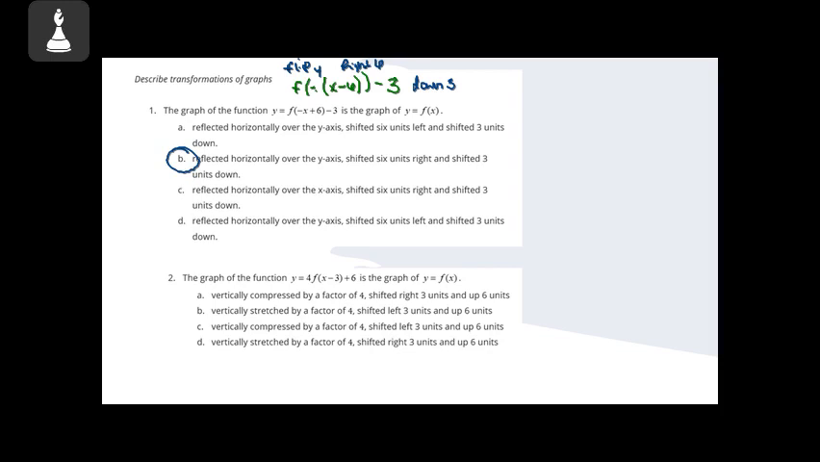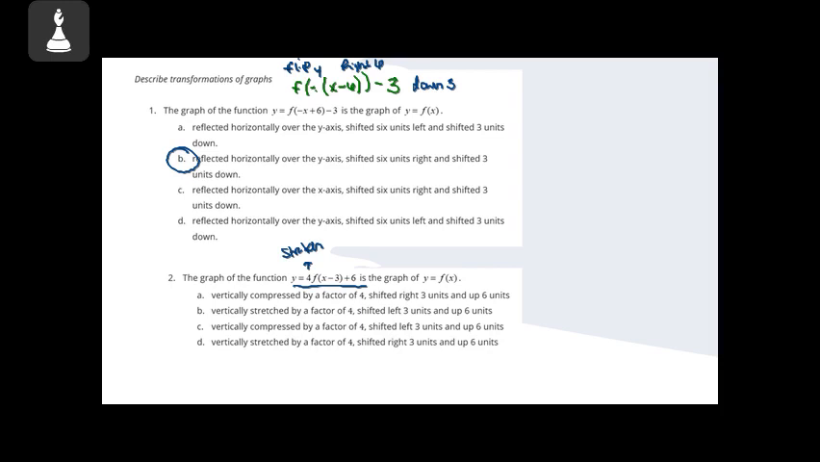Let's look at the next one. Again, our original function is going to be f of x, and this is our transformation here. 4 times the function x minus 3, and then add 6. So working piece by piece, a 4 outside of the function, because that's bigger than 1, is going to stretch our graph.